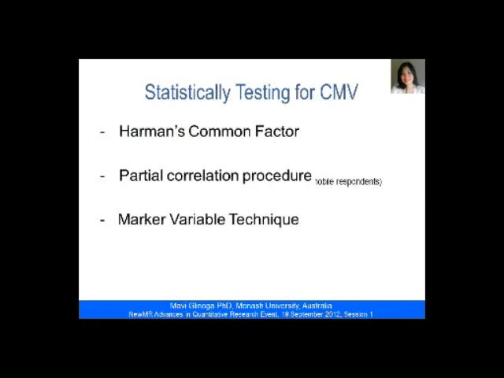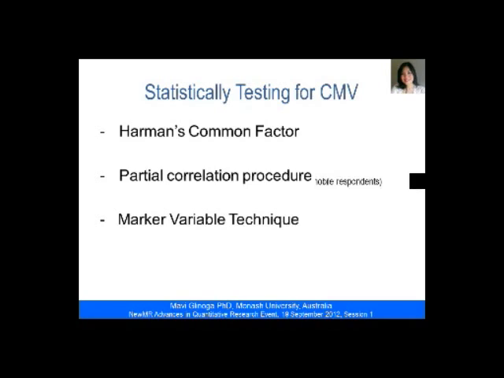And the last thing: how do you statistically detect common method variance? There are 3 popular ways of statistically testing for common method variance. The most popular one is Harman's common factor. We conduct that using exploratory factor analysis through SPSS or some other means, R or whatever. With Harman's common factor, you basically load all of your constructs, and then you rotate them as one factor, and if that one factor can explain above 0.5 of the variance in your data, then you're in trouble. There's a high level of bias in your data.